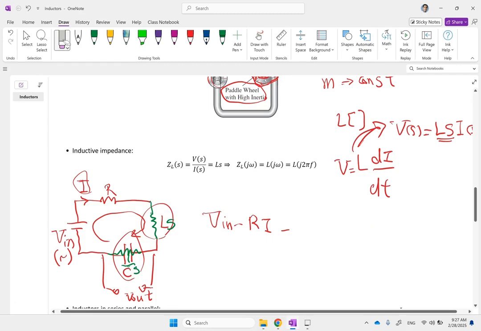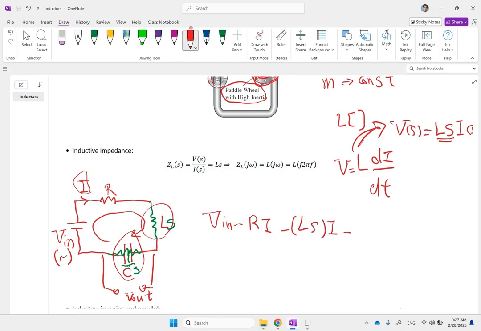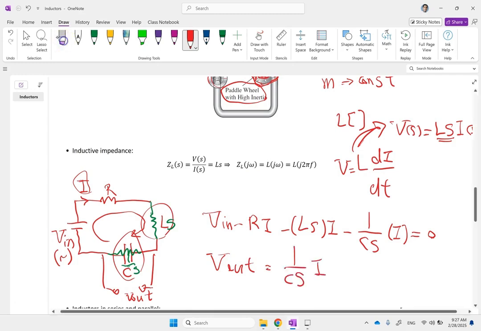You say that the voltage drop across the inductor is its reactance, Ls, times its current, I. And for the capacitor, it is its reactance, 1 over Cs, times I. This is equal to 0. And then the output here, V out, is simply equal to 1 over Cs times I. That's all you need to do.